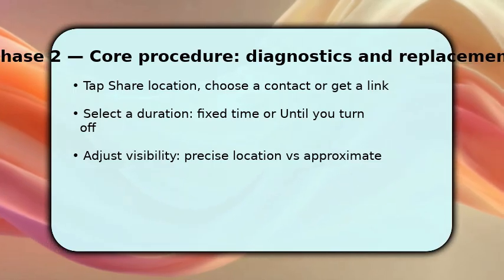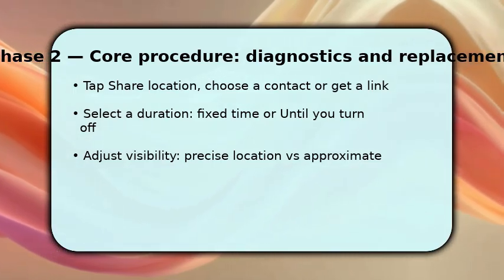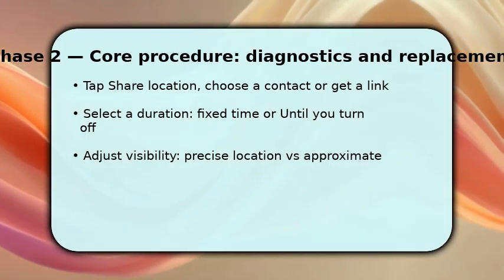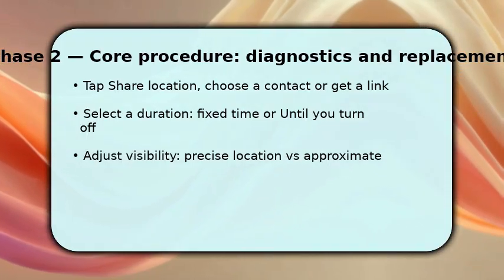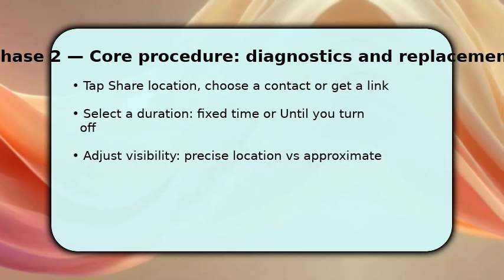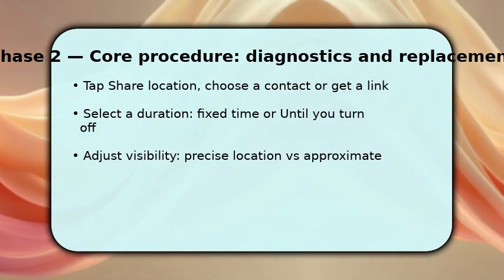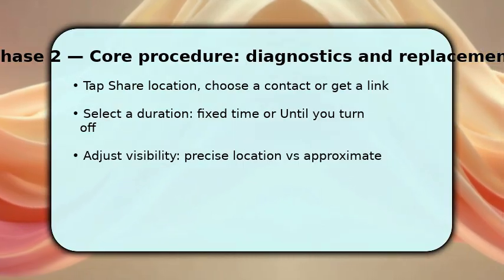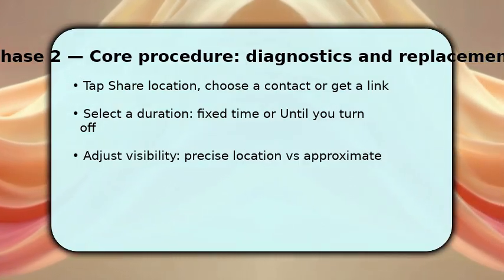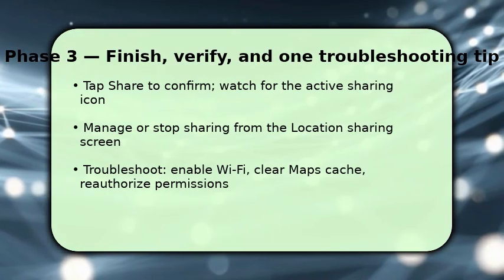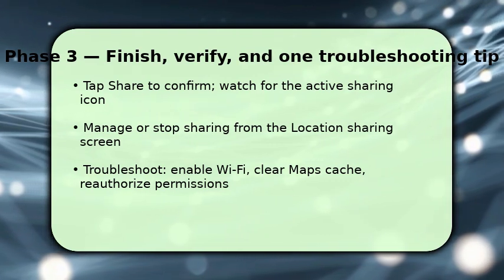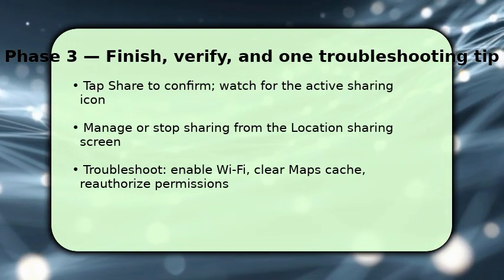Next, set a duration, pick a specific time window, or choose until you turn off if you want persistent sharing. Also adjust precision. Precise location for meeting, approximate for privacy. This combination controls access and exposure, so think about safety and battery impact before you confirm. Finally, confirm by tapping Share and watch for the active sharing indicator in Maps so you know it's working.